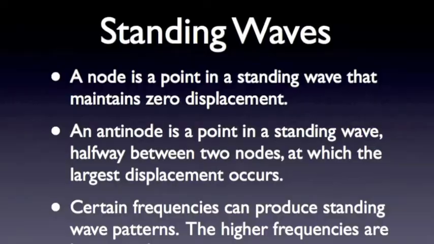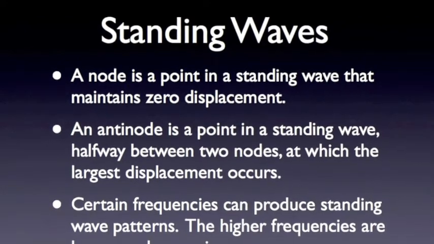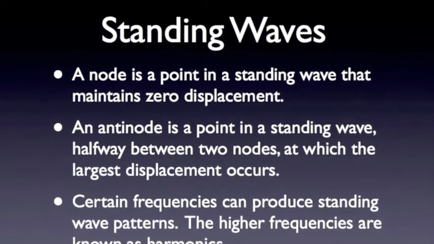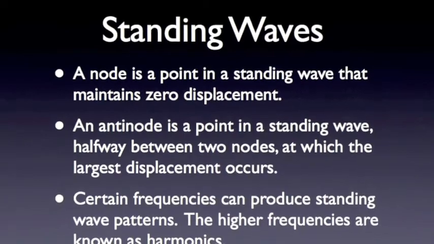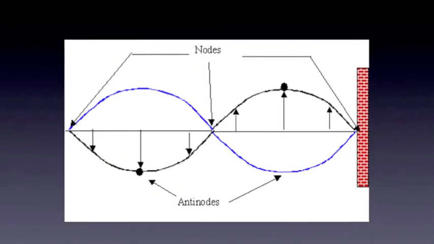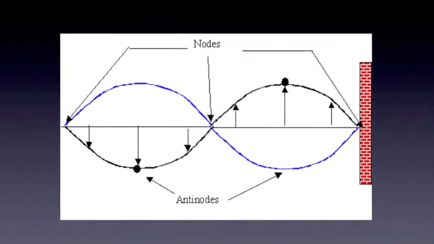Once a standing wave has been created, there are positions in the wave that appear to have zero amplitude or a constant large amplitude. A node is a point in a standing wave that maintains zero displacement. An antinode is a point in a standing wave halfway between two nodes at which the largest displacement occurs.